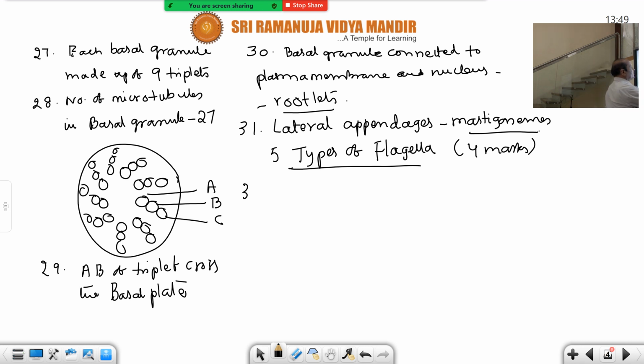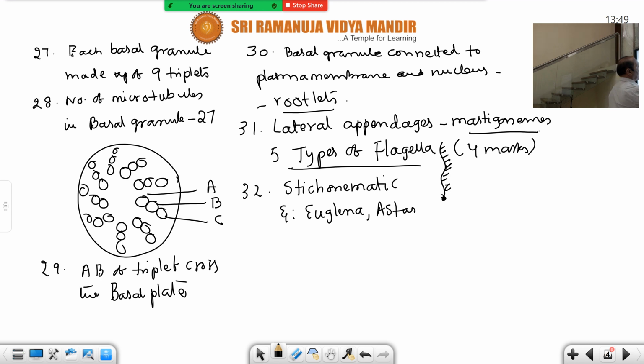The first type of flagella is stichonematic flagellum, in which this is basal granule and this is flagellum. Here the mastogonemes are present only on one side. Example, Euglena and Astacea. Two examples are given for the stichonematic flagellum.